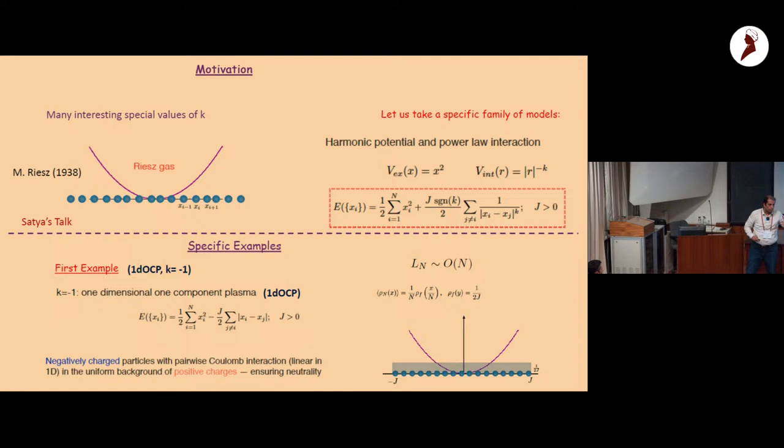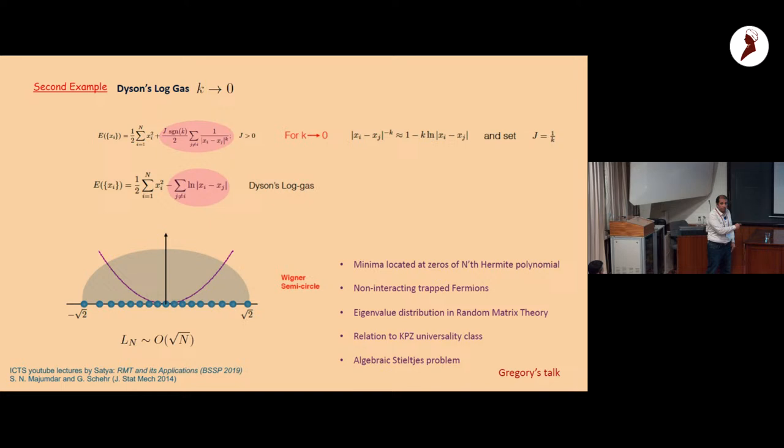I'm just giving some representative values of k to motivate. The most well-known example is k going to 0. Of course, you have to take the limit carefully. Once you take k to 0, you get Dyson's log gas. This has been discussed in Gregory's talk, and it is related to random matrices and a lot of other things. If you want to know more, you can look at the five YouTube lectures by Satya on RMT and applications. This is a very well-known limit. Here the size of the cloud is of order root n, and the density forms a Wigner semicircle. So this is one of the important limits, k going to 0.